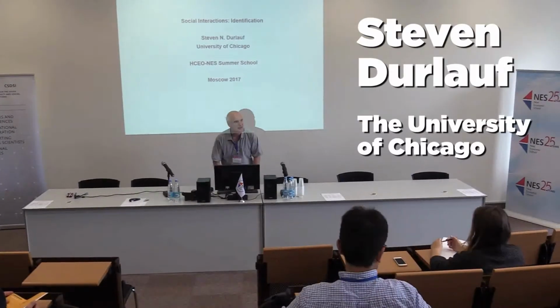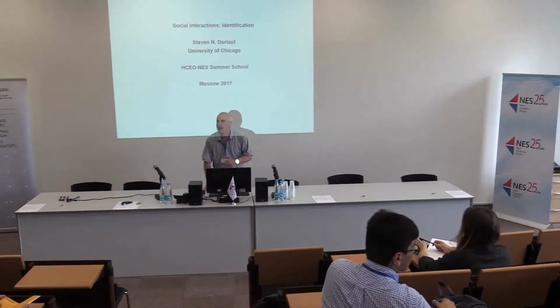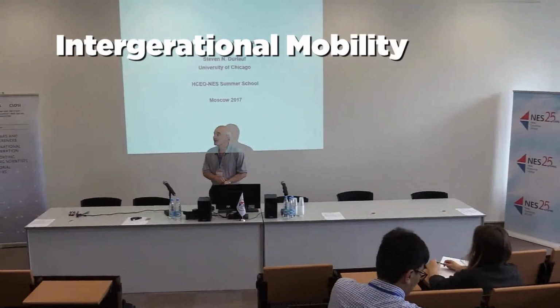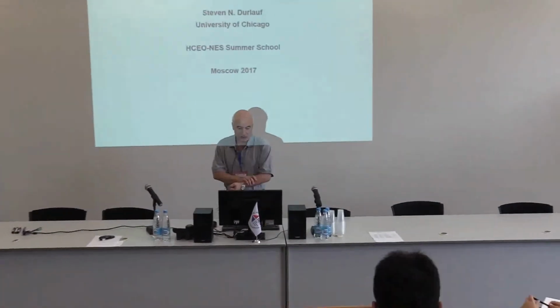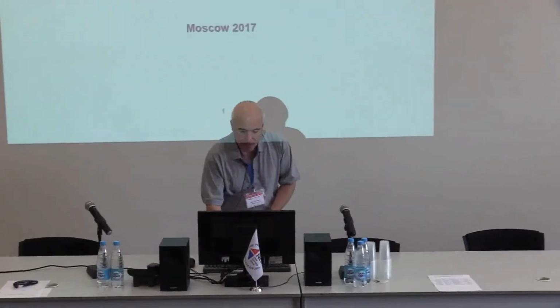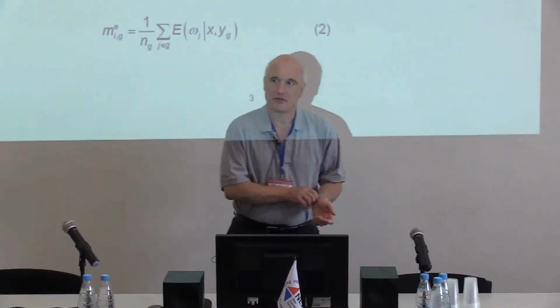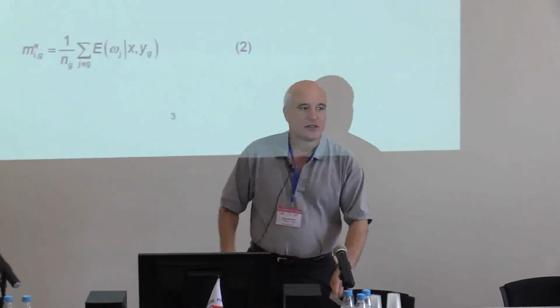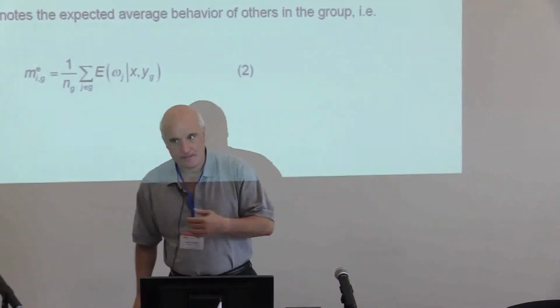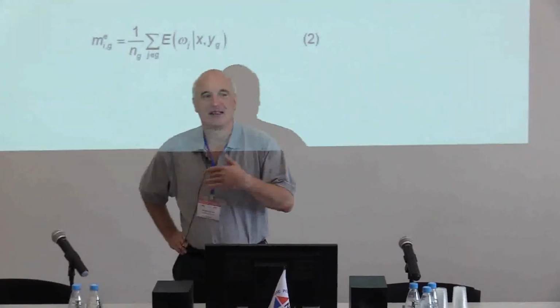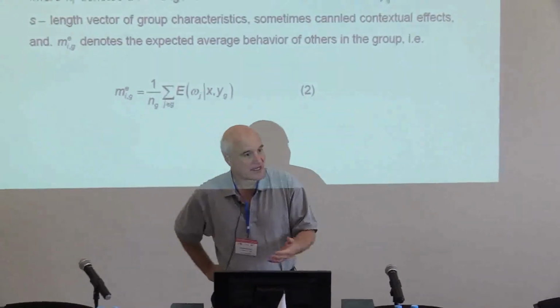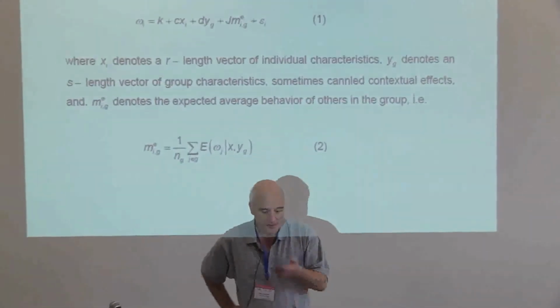So what I want to do, as I indicated, is to discuss identification problems in the context of social interactions models. And the way that I wanted to proceed was to start with the workhorse model of social interactions, which is the so-called linear means model, and I will talk about it as a linear model itself, that it will be separable in certain variables.